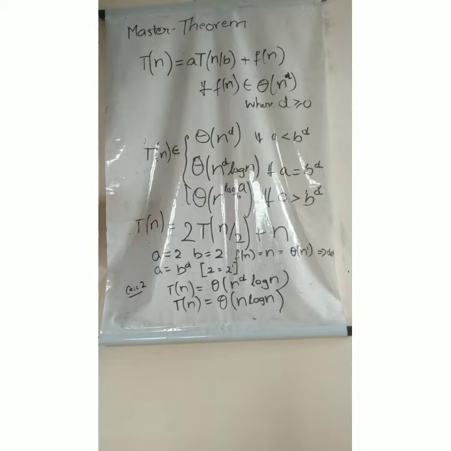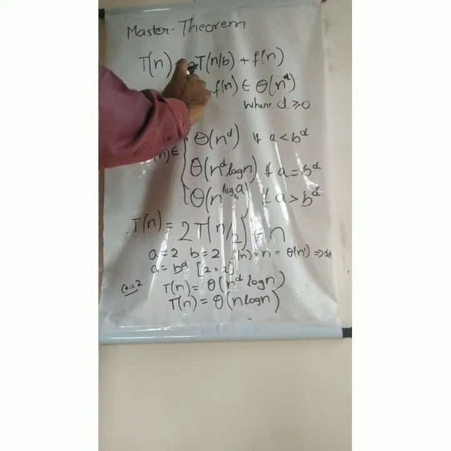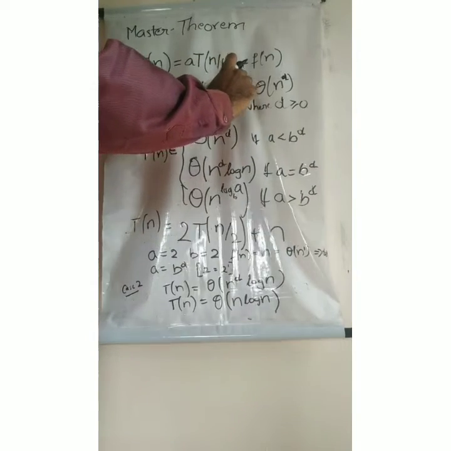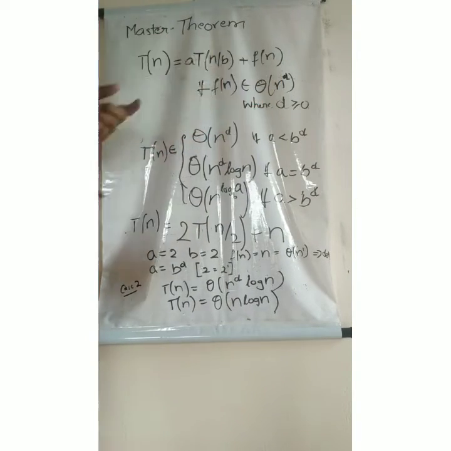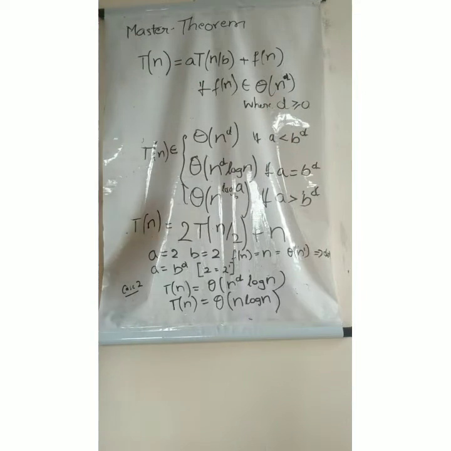Today we are going to discuss Master's theorem. This Master's theorem can be applied to divide and conquer. The equation is t of n is equal to a into t of n by b plus f of n. This function should be represented in terms of n to the power of d, where d is greater than or equal to 0.